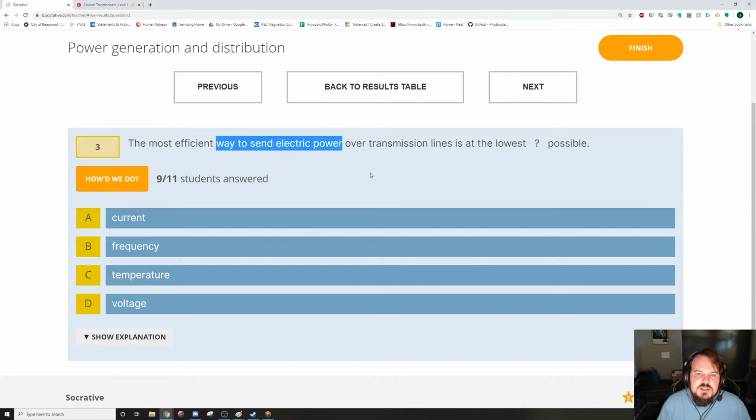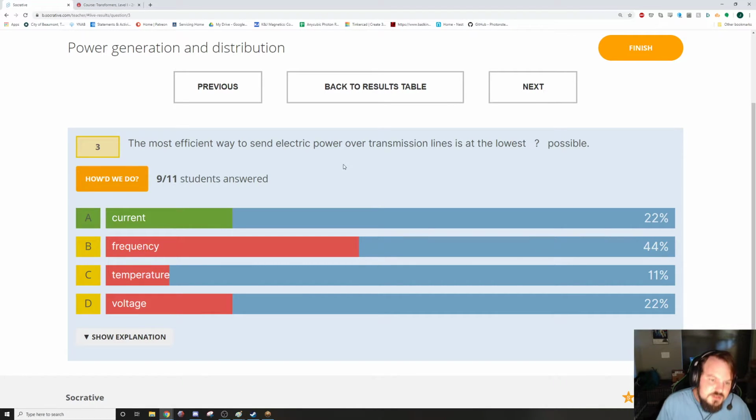The most efficient way to send electric power over transmission lines is at the lowest current possible.